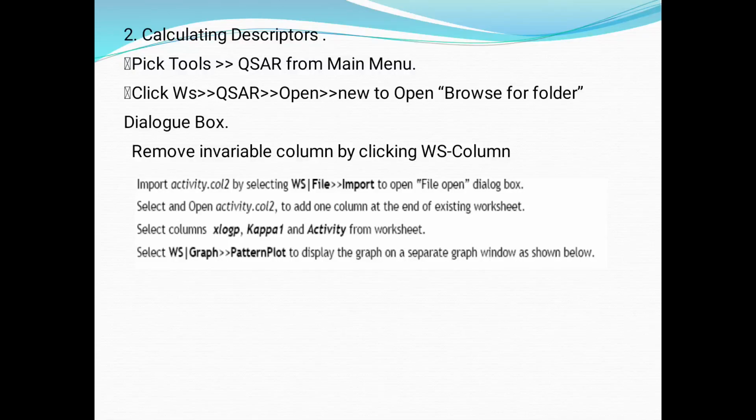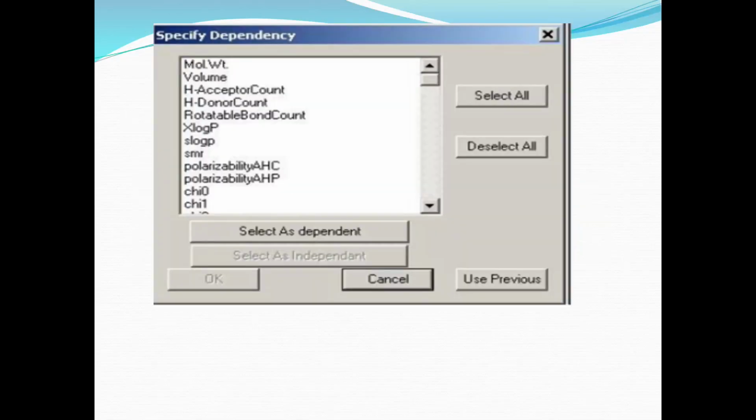Now this is how you do it. The window pops out something like this. Once the window pops out, you will select some descriptors, and then you will further proceed and consider them as dependent.